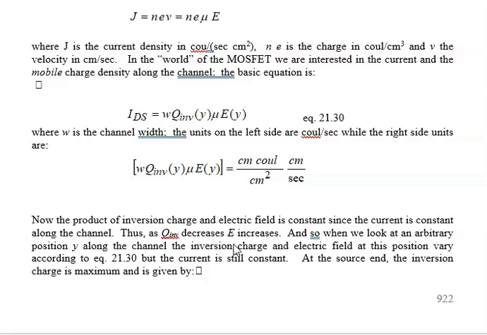There's actually another way to see this, which is maybe a little bit easier to understand. Q inversion has units of coulombs per square centimeter. Multiply that by centimeters, we get coulombs per centimeter here. The units of mu E: mu E is equal to velocity. That goes way back to here. Velocity is equal to mu E. The units of velocity are centimeters per second. So it's centimeters per second times coulombs per centimeter, which works out, of course, to coulombs per second, or the units of current. Okay, so that's pretty straightforward.